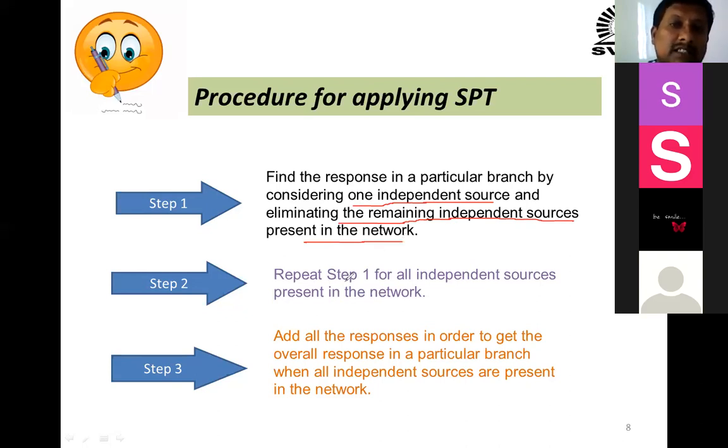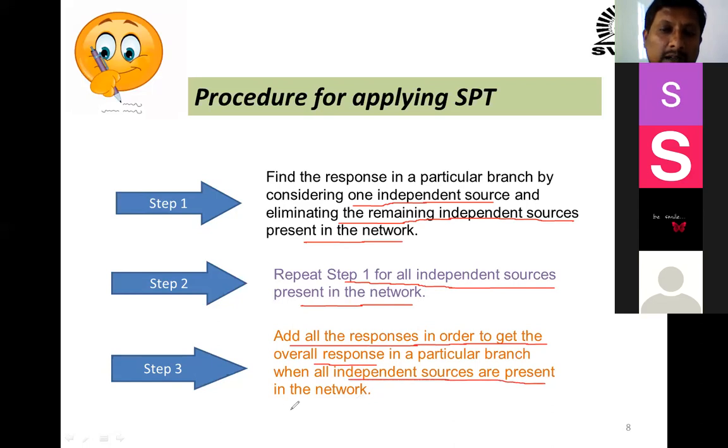Next, repeat step number 1 for all independent sources present in the network. समजा 3 आहेत तर 3 वेळा हे रिपीट करायचं. समजा 2च इंडिपेंडेंट सोर्सेस असेल तर 2 वेळा. Okay. So finally in step number 3, add all responses in order to get the overall response in a particular branch when all independent sources are simultaneously present in the network. So finally we have to take the algebraic addition. Algebraic sum we have to take in step number 3. So these will be steps number 1, 2, 3.